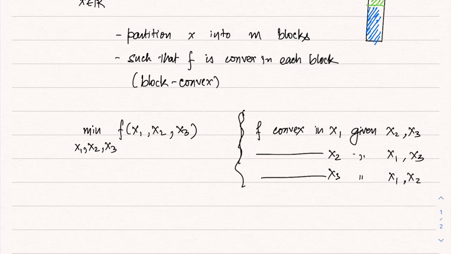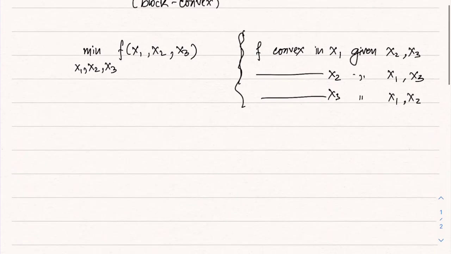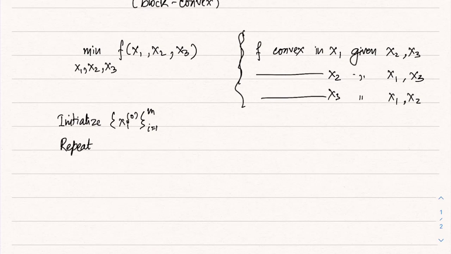Now the block convexity suggests an approach to optimization, and this is a very intuitive approach really, and it has been used since a long time. It's like in the 70s people started using this. The idea is that you initialize x with something. So we say that initialize x_i^0, let's say, for i equal to 1 to m. So each of these blocks I've initialized, and then I repeat for k equal to say 0, 1, 2 and so on.